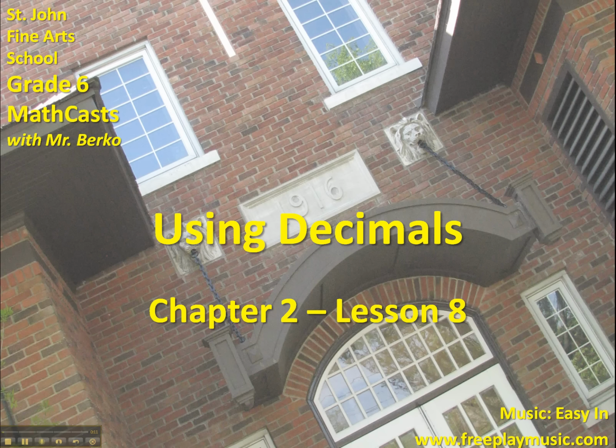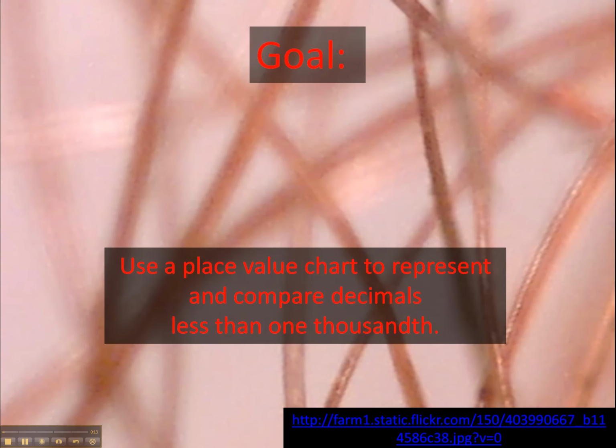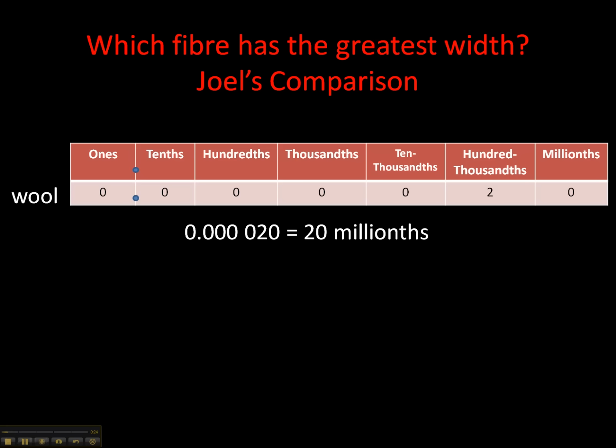Our goal today is to use a place value chart to represent and compare decimals less than 1,000th. We have fibers here that we are going to compare. In our textbook on page 58, we have wool, silk, and cotton. And what we need to do is decide which one is the greatest width.